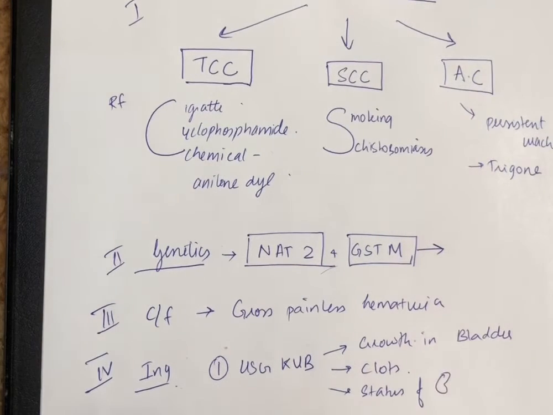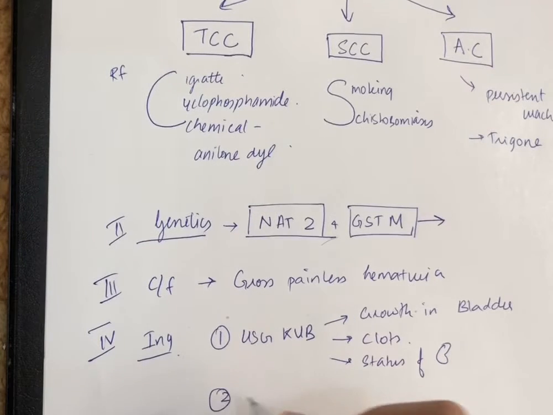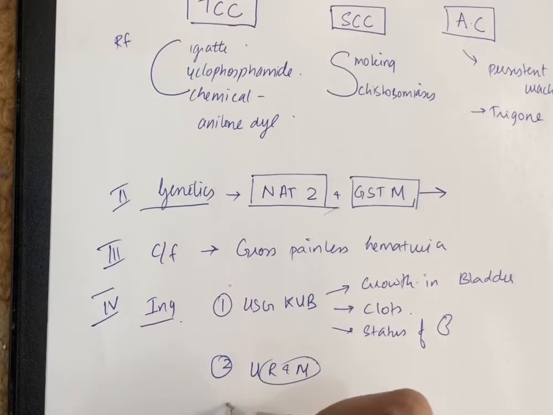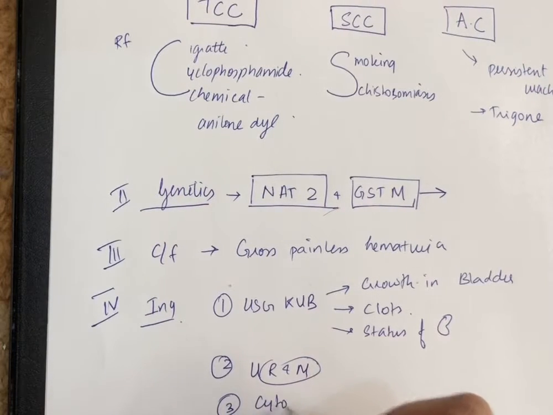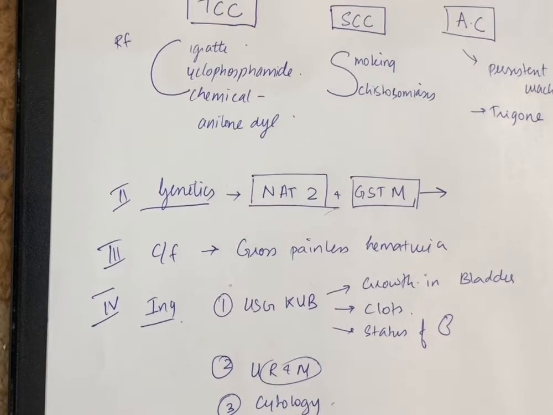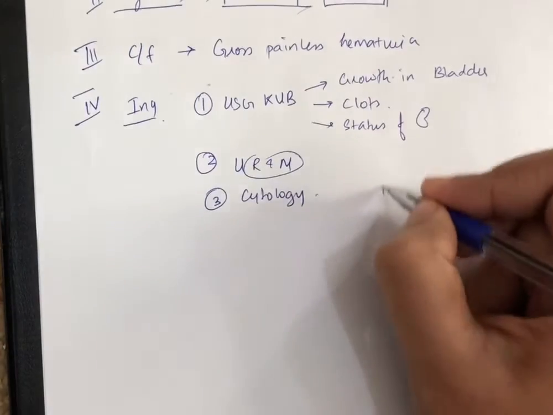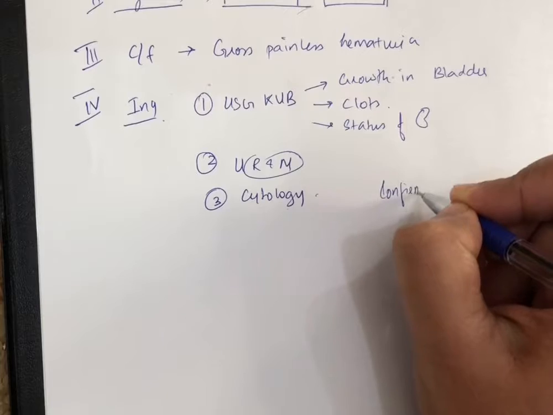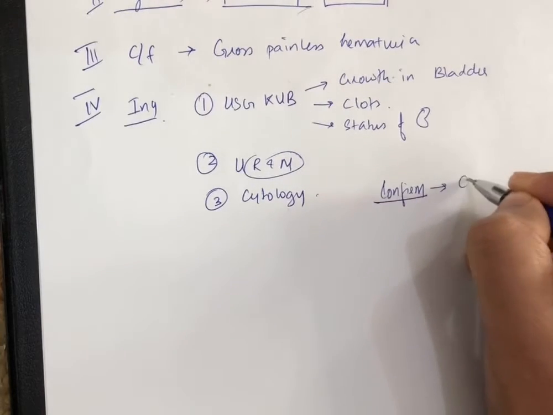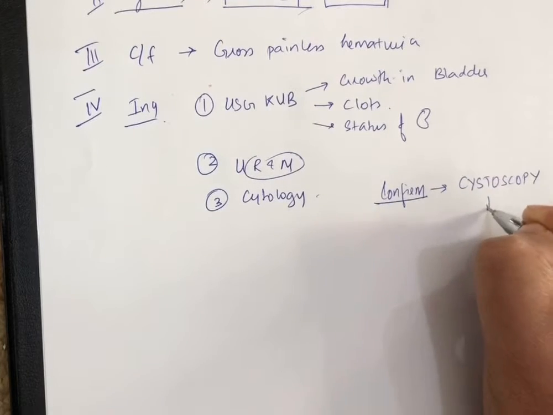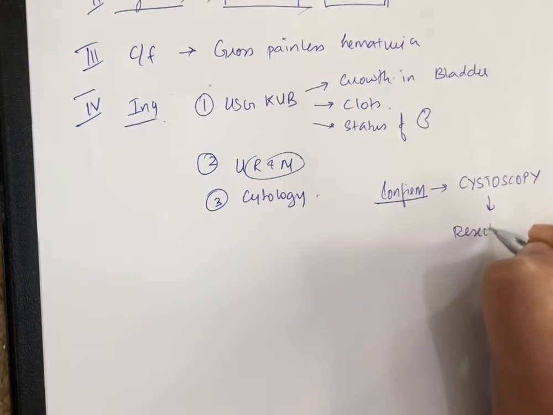Then second, you can do urine routine and microscopy. Then third, you can do cytology. Cytology has low sensitivity. Now how do you confirm the diagnosis? You confirm the diagnosis via cystoscopy, and via cystoscopy you can resect the growth.